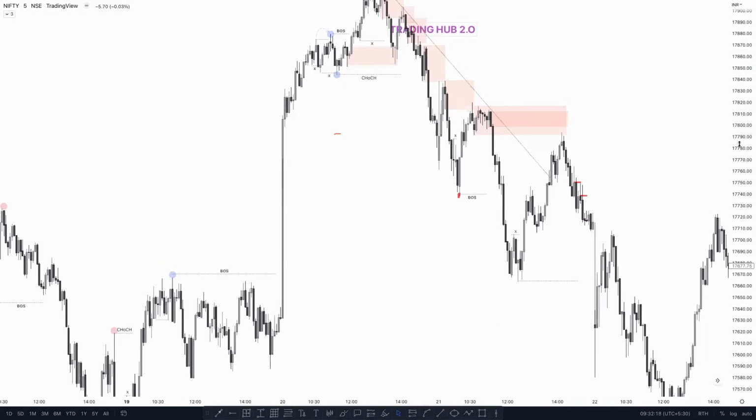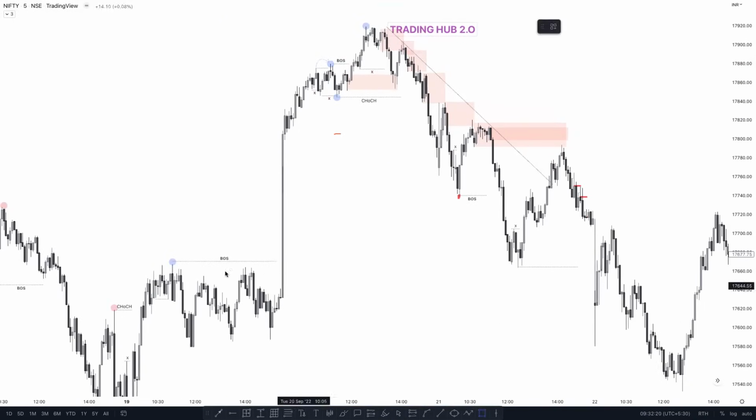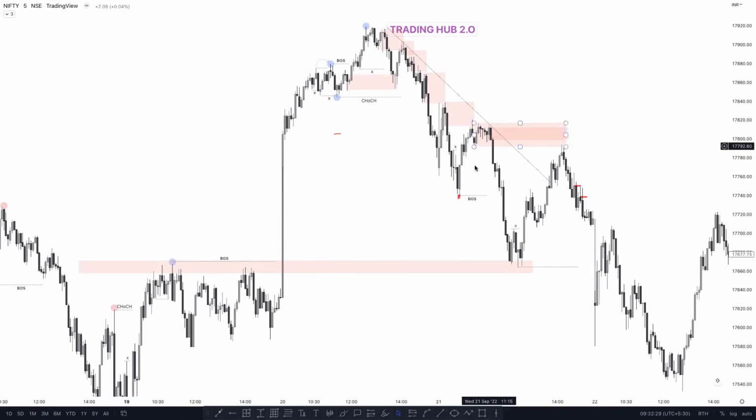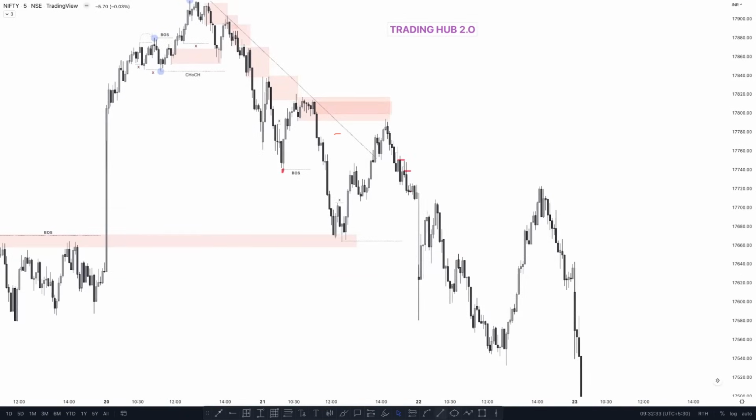And you can see one more thing here: SNR liquidity, like supply and demand. A lot of people are buying here, expecting price to go higher. They push higher, but then what happened? The market failed and then pushed downside. So these things happen most of the time with retail traders. And you can see again, right?